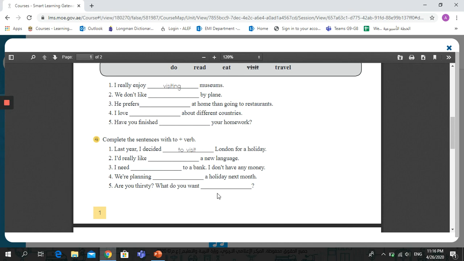Now, this was the last exercise and the last example for today. I hope you understood what we mean by infinitives, to plus verb. Example, I decided to visit London. Or gerund, for example, I really enjoy visiting museums. And also the halves of sentences, which should be completed by the infinitive verb or the gerund verb.